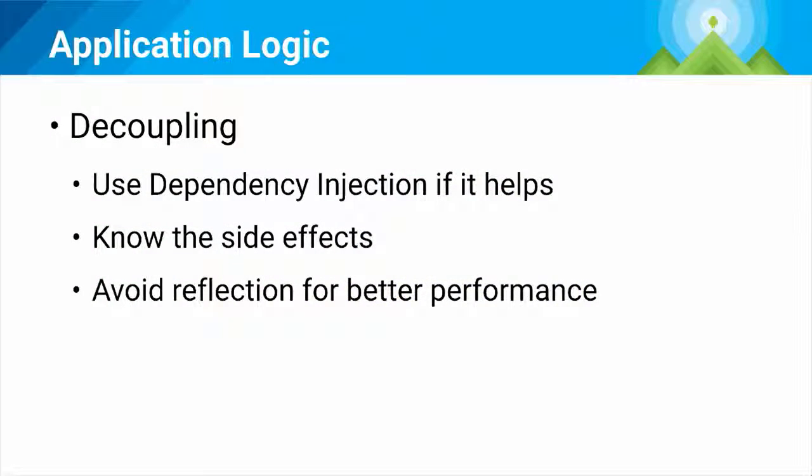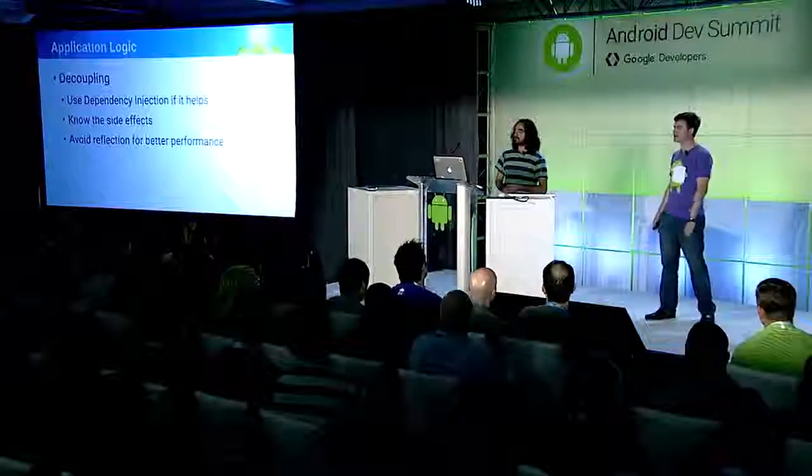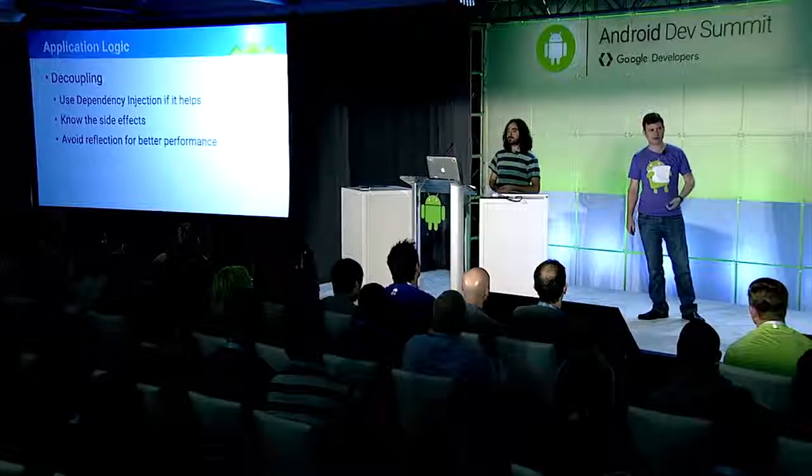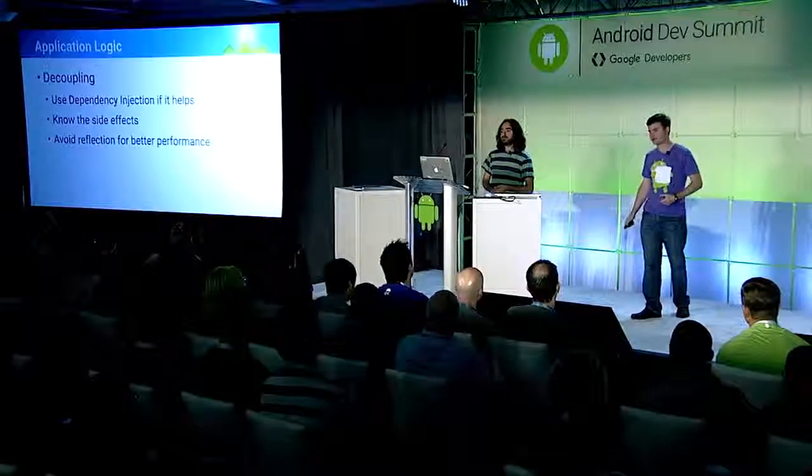So avoid reflection for better performance as well. Many dependency injection frameworks have a heavy runtime component versus a compile time component. Some systems like Dagger 2 do this at compile time, and it ends up being much more optimal for your application. So take a look into these and see what the trade-offs are.